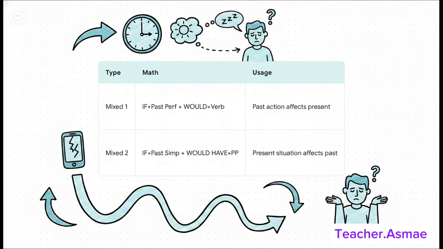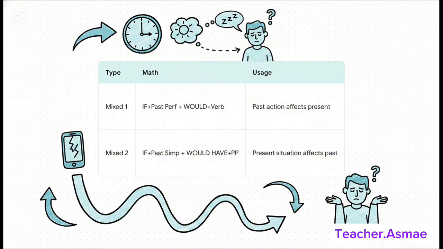Now look at mixed 2. It flips the script entirely. The math grabs a condition about an ongoing present reality, if plus past simple, and pairs it with a past result, would have plus past participle. We use this to show how a present situation, like a long-standing personality trait, affects a past outcome. The example is, if I were more careful, I wouldn't have broken my phone. The general ongoing present truth is that I am not a careful person. And because of that ongoing trait, a specific bad thing happened in the past. We are literally bending time with grammar.